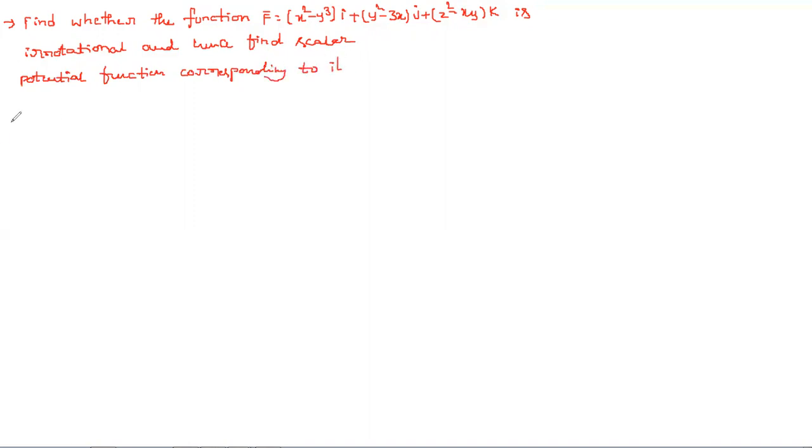So actually here two questions are included, right? Find whether the function is irrotational, and he's not saying that it is irrotational. So you need to check whether the function is irrotational or not. If it is irrotational, then you can go on to find the scalar potential function. So this one you need to calculate. Okay, so let us see the solution. First, we need to check whether it is irrotational or not. For checking irrotational, it means it satisfies the condition.